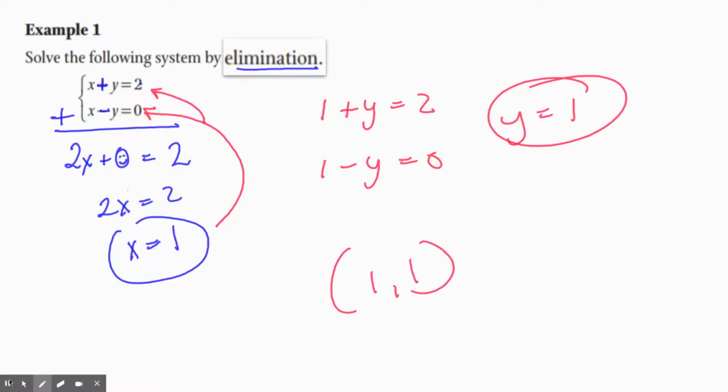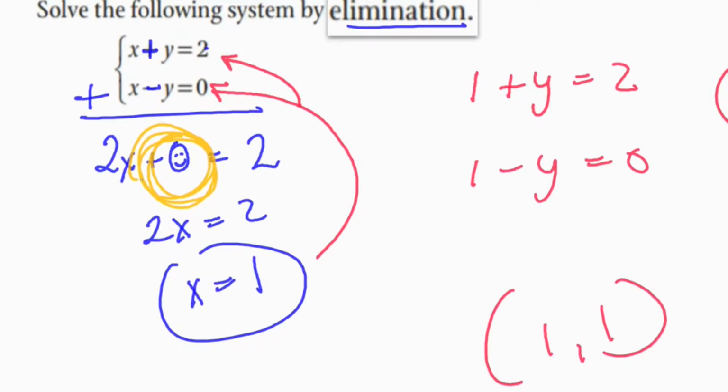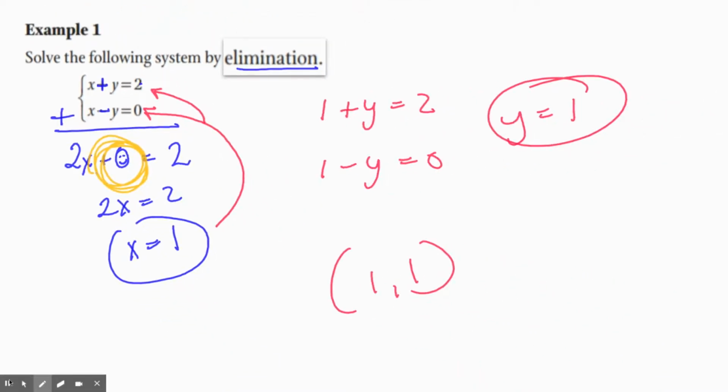The reason why this is called elimination is, of course, because you want to eliminate one of the variables to solve for the other one. But this one was easy. You didn't have to do any work. So let's find one where you have to do a little bit of work.